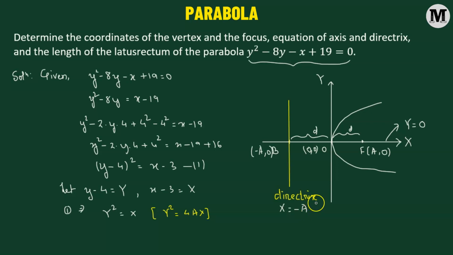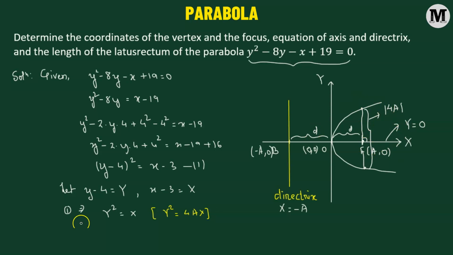We have the directrix, and we can also find out the length of the latus rectum. By definition, the latus rectum is the line passing through the focus, perpendicular to the axis of symmetry. When we extend this line, its endpoints lie on the parabola. This distance is the absolute value of 4 times a. So here we can find the length of the latus rectum.